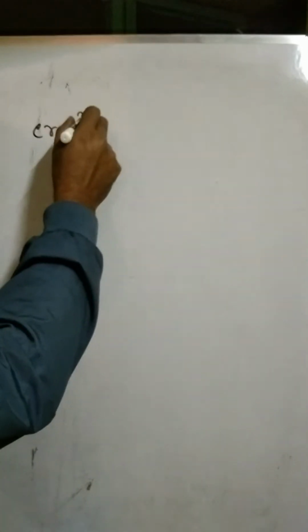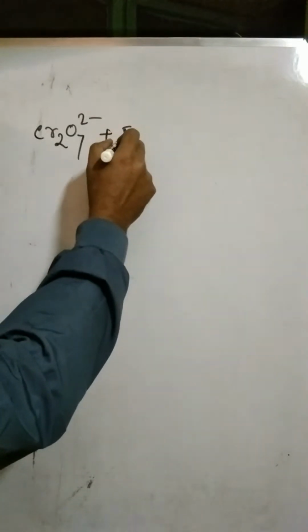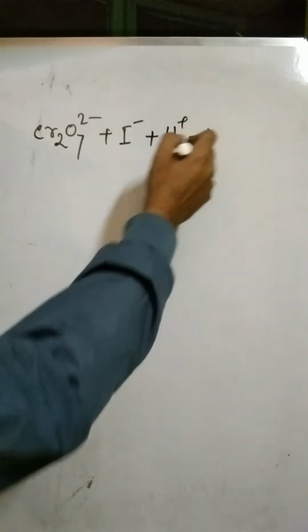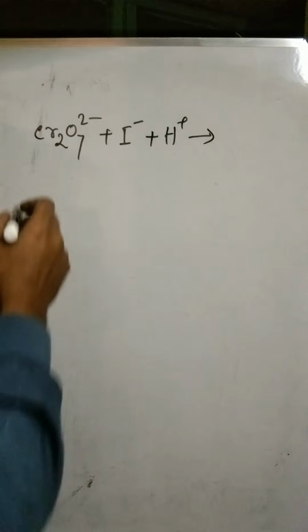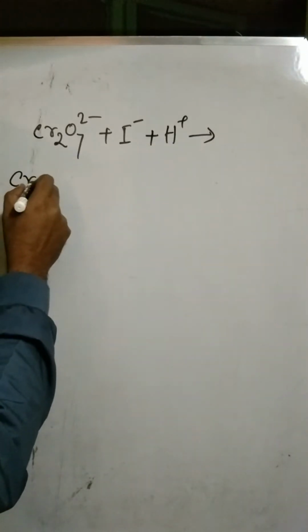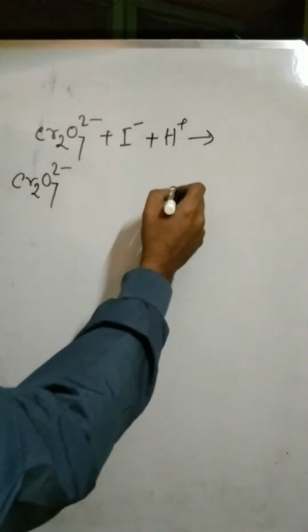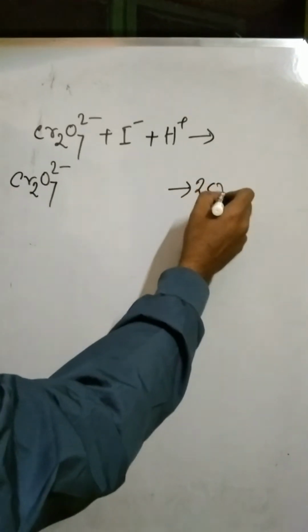What happens when potassium dichromate is treated with potassium iodide? So Cr2O7 2 minus plus I minus in acid medium, what will happen? First we know what happens with potassium dichromate in acid medium. This reaction is well known to us, that is, dichromate forms Cr plus 3 ion.